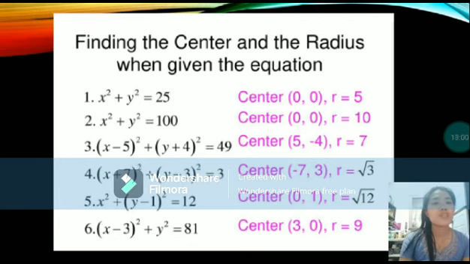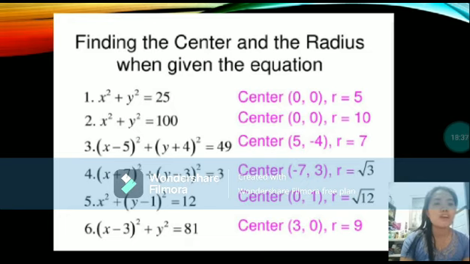Number 2, x squared plus y squared is equal to 100. Obviously, the center is (0, 0), and the radius is the square root of 100, that is 10. Number 3, the quantity of x minus 5 quantity squared plus y plus 4 quantity squared is equal to 49. So the center would be (h, k). Remember (h, k), the standard form of a circle when the center is at (h, k). So x minus 5, the center would be positive 5 and negative 4.